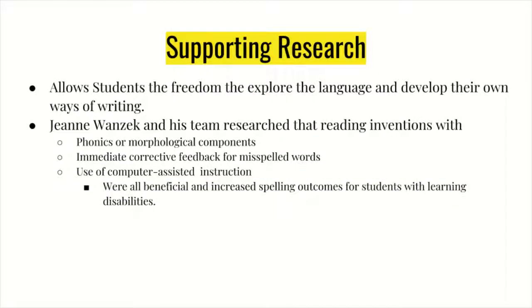Supporting research on invented spelling. Invented spelling allows students the freedom to explore the language and develop their own ways of writing. Gene Wasnick and his team researched that reading inventions help students with phonics or morphological components, immediate corrective feedback for misspelled words, and the use of computer-assisted instructions were all beneficial and increased spelling outcomes for students with learning disabilities. In our school systems today, we have to find different ways of teaching the students how to read and write, and invented spelling is one of them.